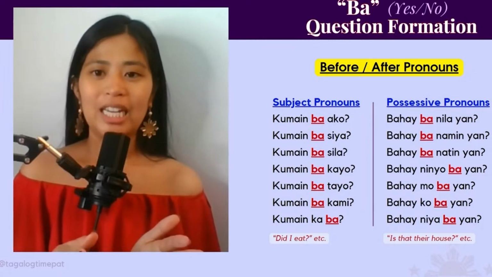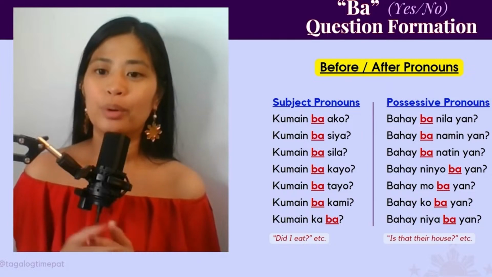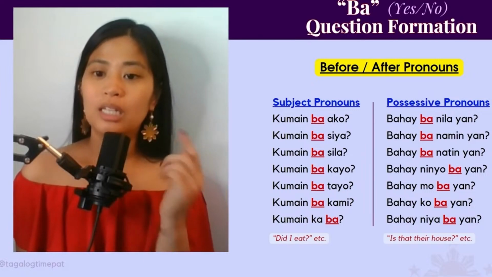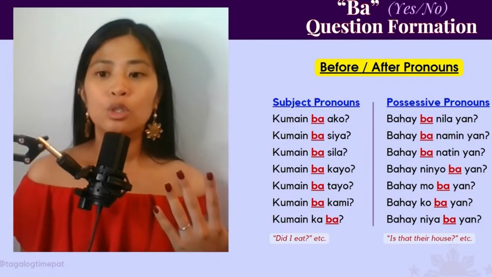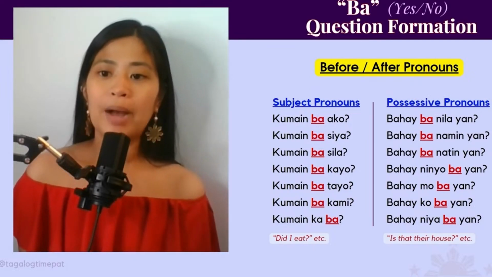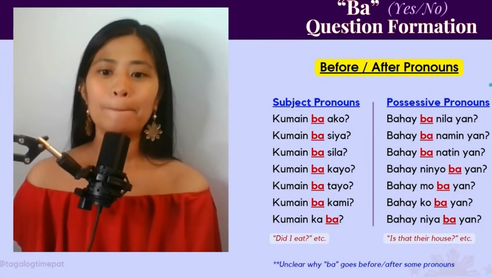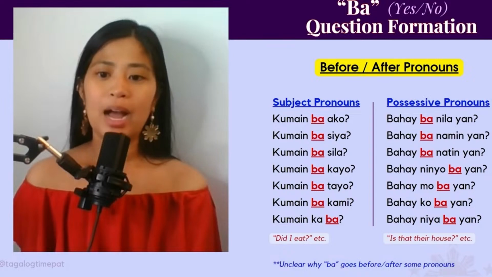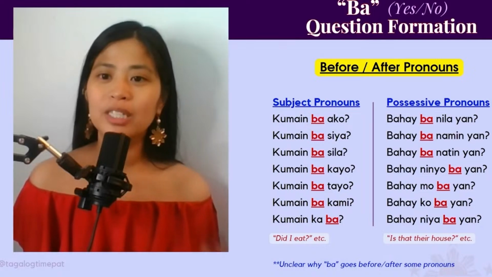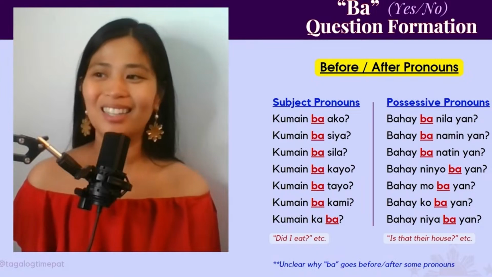So it's tricky. This slide is just to show you that it can be tricky when using ba and pronouns. I would say practice it. Also listen to native Tagalog speakers or listen to Tagalog movies and you will hear where ba naturally goes. Okay? Again, it's unclear why ba goes before or after some pronouns. And there's no rhyme or reason that I know of. If anyone knows of a reason, please let us all know because I'd love to know.